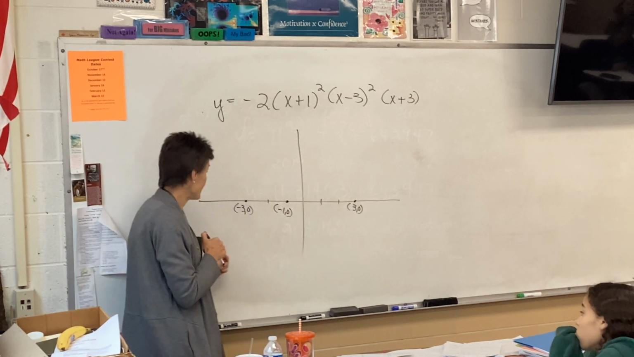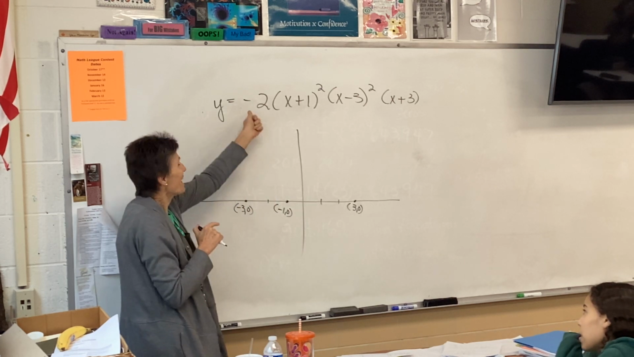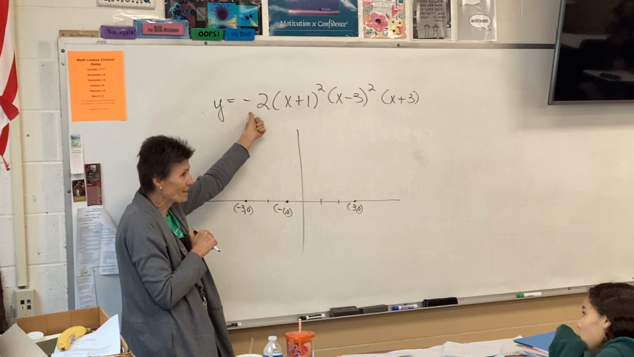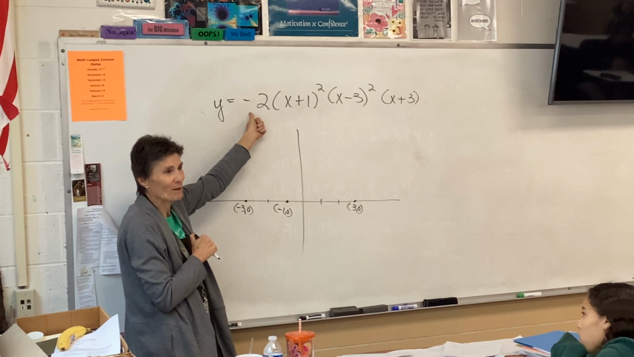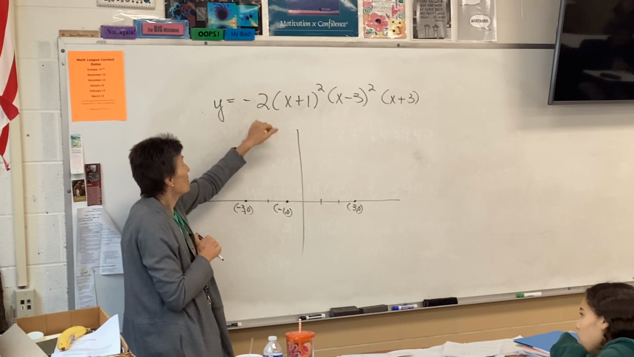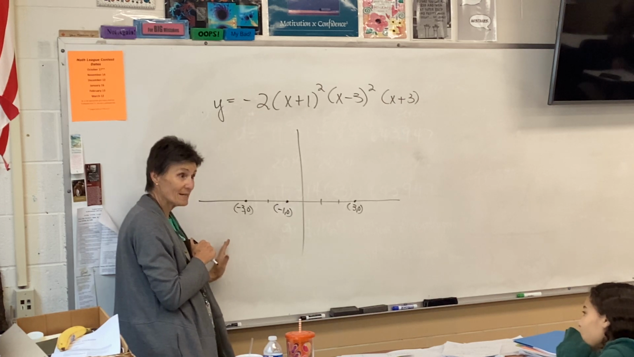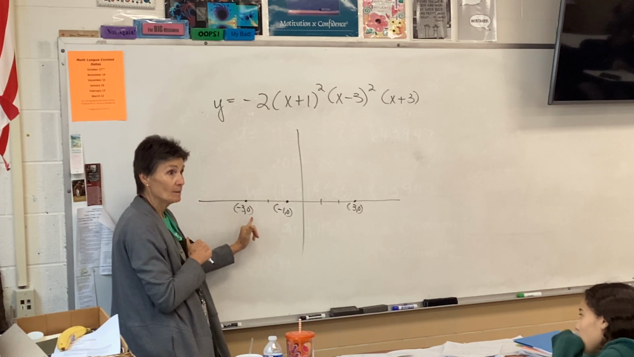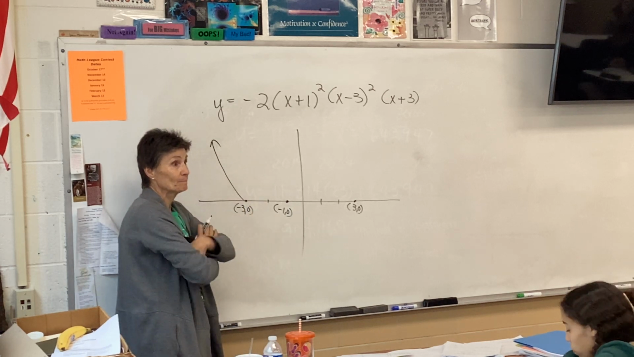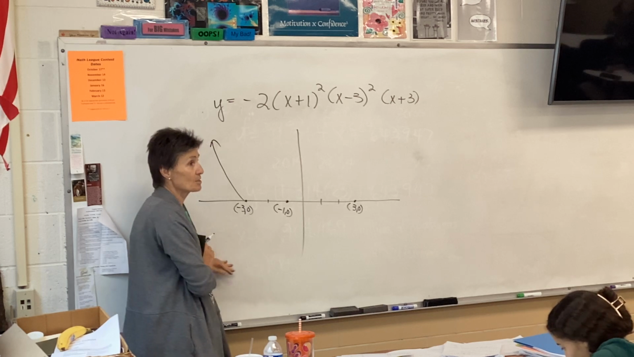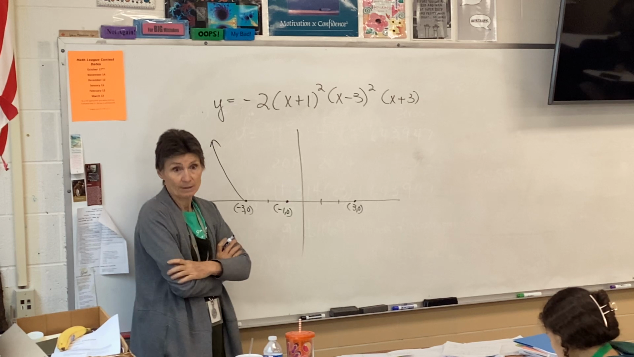Odd degrees start down here. But what? There's a negative in the front. You really got to watch that. In all honesty, I missed it this morning when I was doing this problem with another class. That negative matters, right? So my picture should be starting down here, but because it got flipped, it's actually going to be starting up here. Would you agree? Odds start down, but when you make them negative, they start opposite, up.